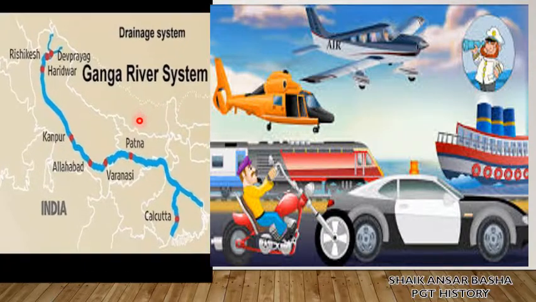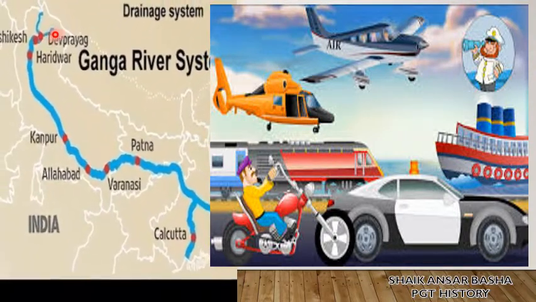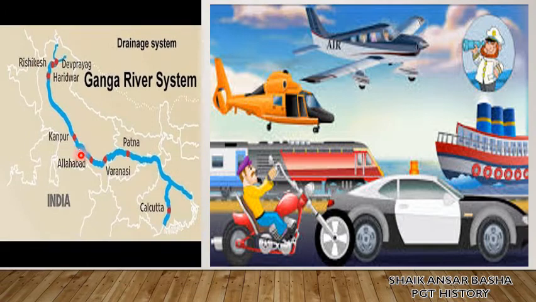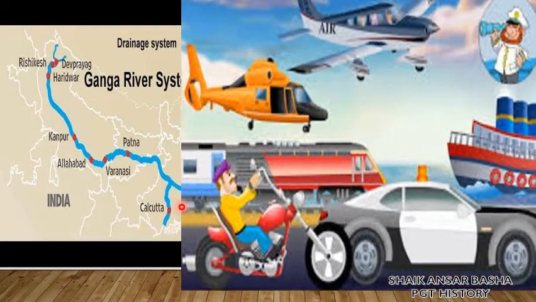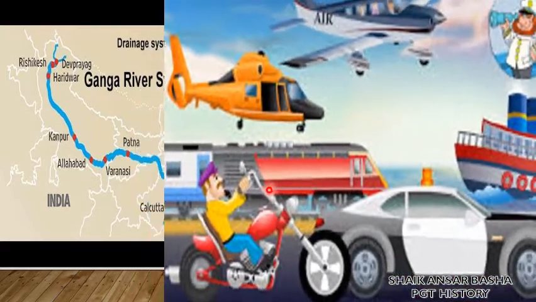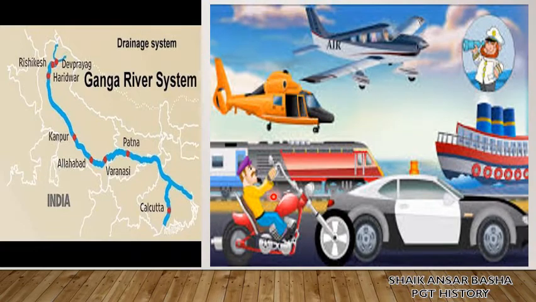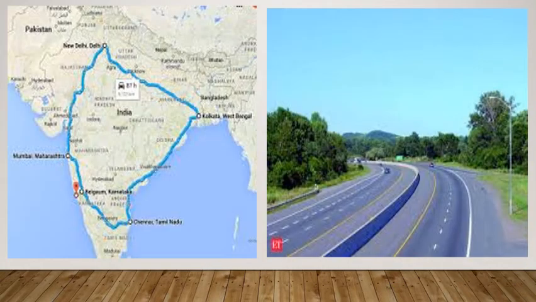The Ganga river system you can find at Devaprayag, Haridwar, Rishikesh, Kanpur, Allahabad, Varanasi, Patna and Calcutta. These are the important towns and cities located on the bank of the river Ganga. These are the four means of transportation: waterways, airways, roadways and railways. This is the Golden Quadrilateral connecting four important cities: Delhi to Bombay, Bombay to Madras, Chennai to Calcutta, Calcutta to Delhi. This is the latest addition to the road map of India.